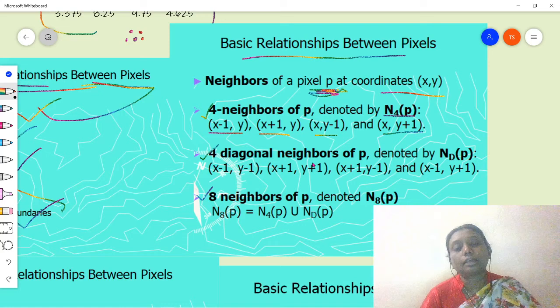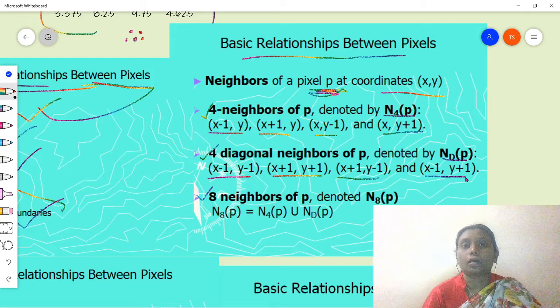And for the four diagonal neighbors of P, we denote it with ND of P. The pixel values are (x minus 1, y minus 1), (x plus 1, y plus 1), (x plus 1, y minus 1) and (x minus 1, y plus 1). And for the eight neighbors of P, we denote it with N8 of P. Then this is N4 of P union ND of P. The 8 neighbors of P we are representing as N4 of P, the 4 neighbors of P, union with ND of P, the 4 diagonal neighbors of P.